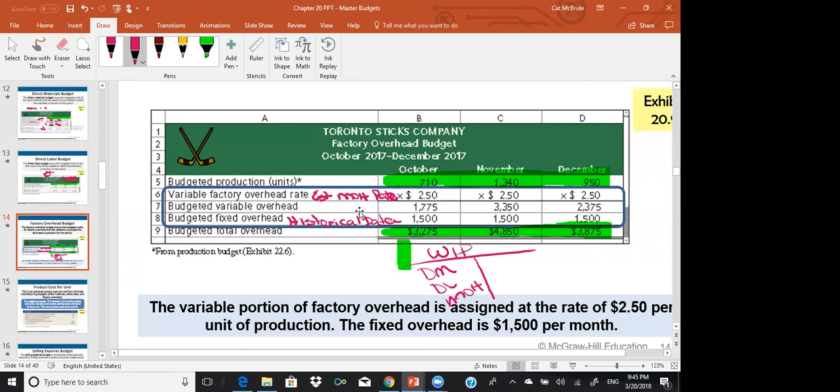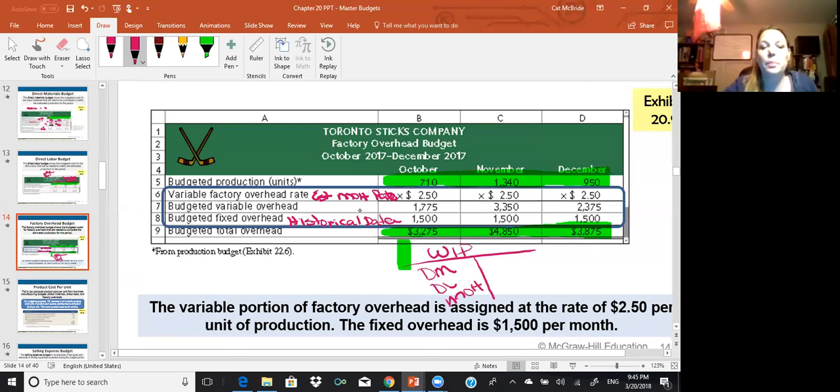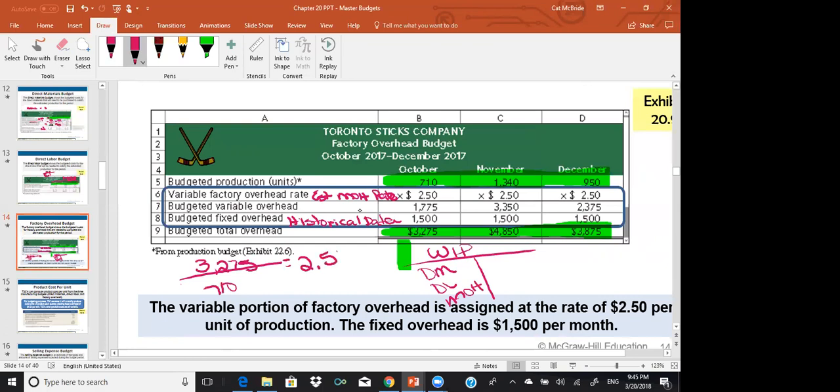$2.50. Right, so I'm going to do that by saying I'm spending $3,275 to produce 710 units, and that ends up at, what did you say, $2 and 50 cents. Is that right?